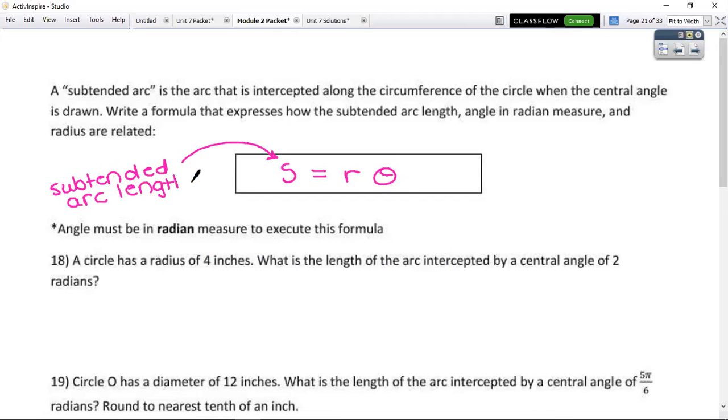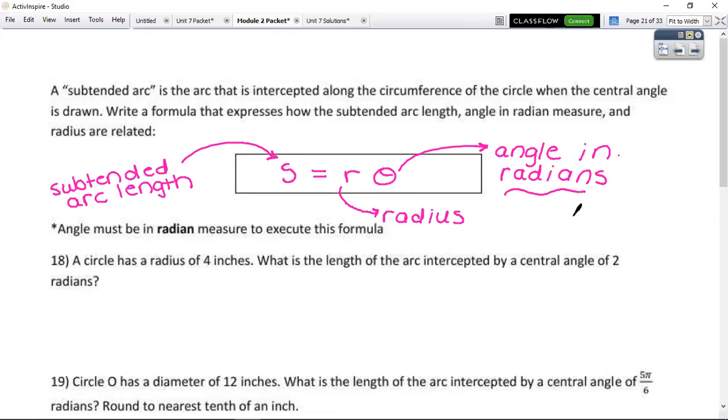R is clearly your radius. And theta pertains to your central angle, but it must be in radians. So if it's not in radians, you're going to have to do a conversion. Okay, so that does come up. You're going to see that in a second.